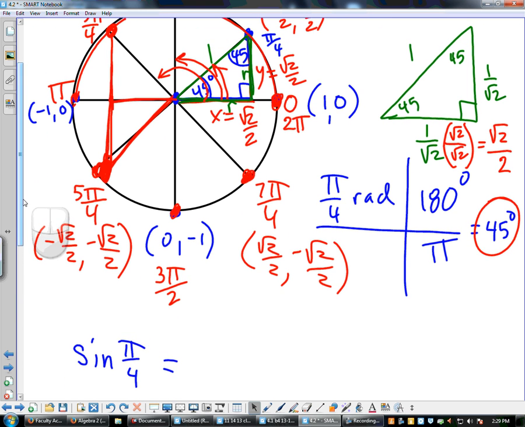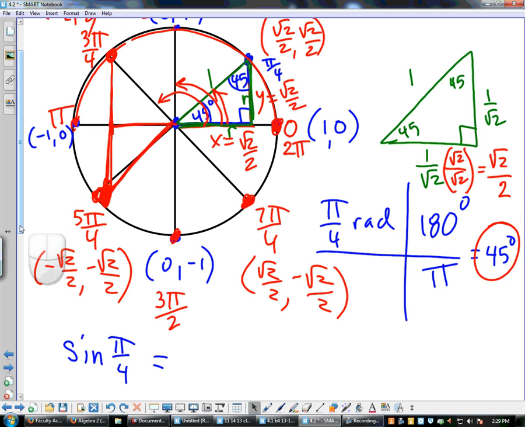Radical 2 over 2. The sine of pi over 4 is going to be the y coordinate at pi over 4. So it's this number right here. So we get square root of 2 over 2. Everybody with me? All right.